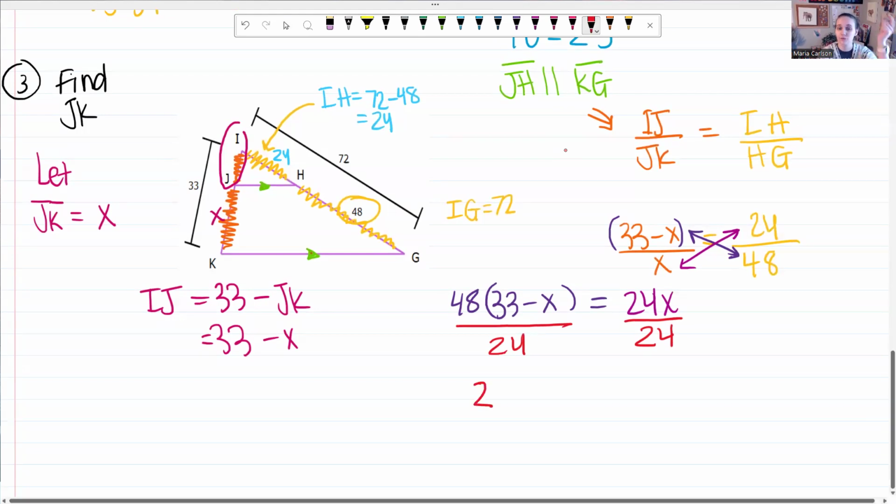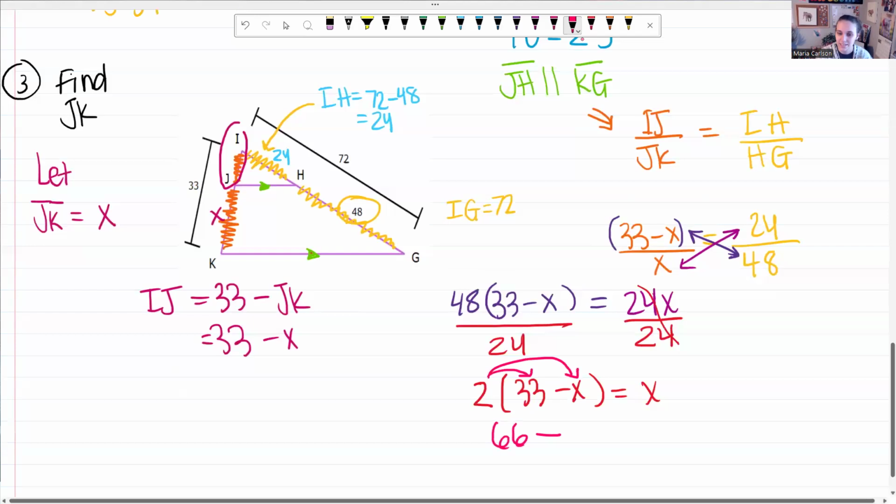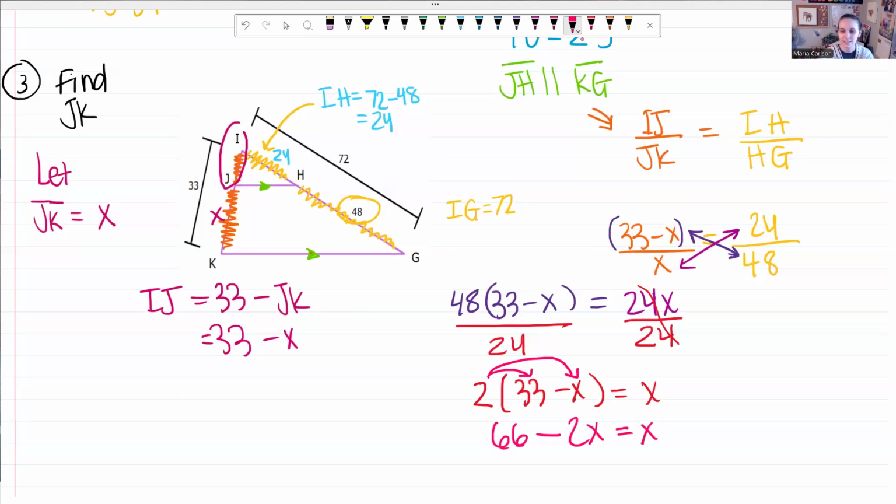So I have 2 times 33 minus X is equal to, well, the 24X divided by 24, the 24's cancel. So I have 2 times 33 minus X is equal to X, and this I can work with a lot easier. So I am going to now distribute that 2 to the 33 into the X, and if you're wondering again how we got that 2, it was 48 divided by 24. 2 times 33 is 66, minus 2 times X is 2X, and that is equal to X.